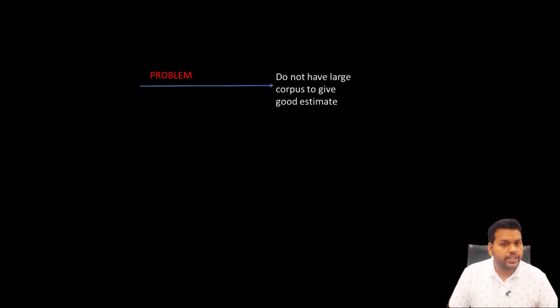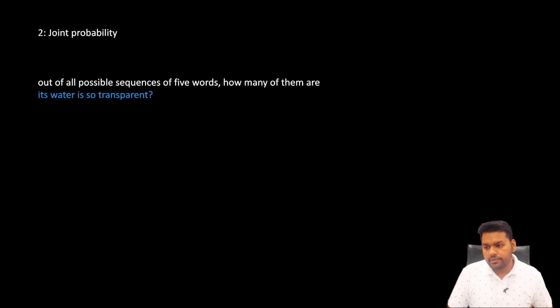So what else can we use? As I told you, there are two methods. The next method is the joint probability. In the joint probability, you count how many sentences are like "its water is so transparent", and out of them you calculate how often the next word comes after that sentence. But if you perform the joint probability operation in this task, there is a lot to estimate, a lot of calculation you have to do. So joint probability is also not a good idea.